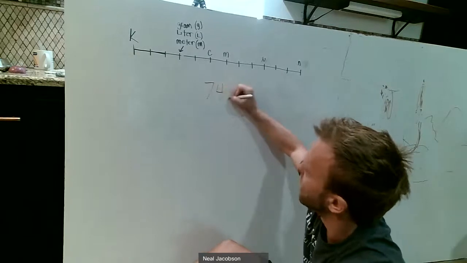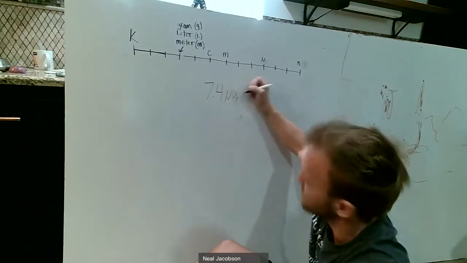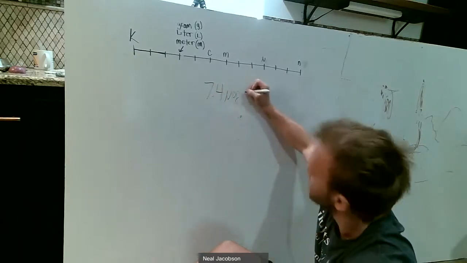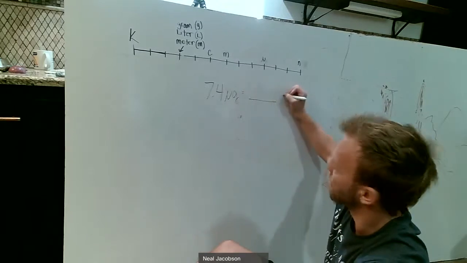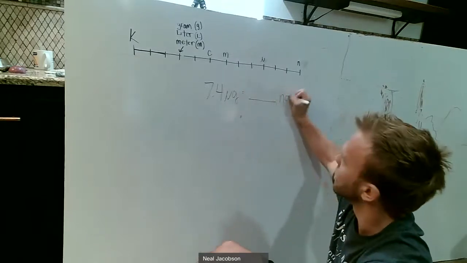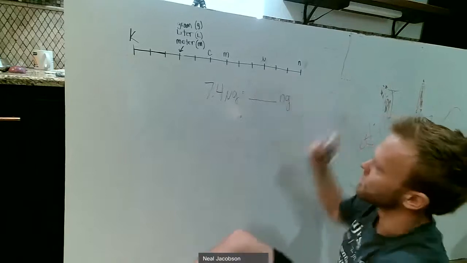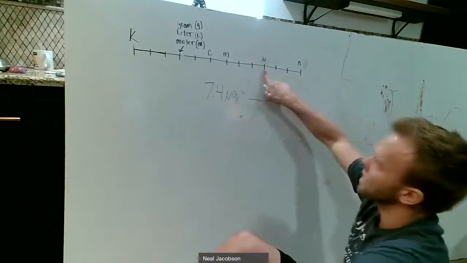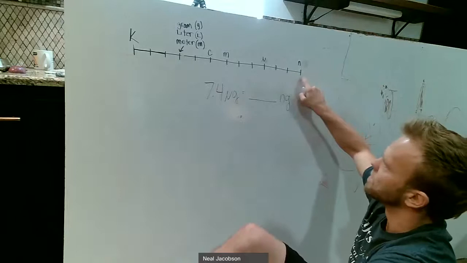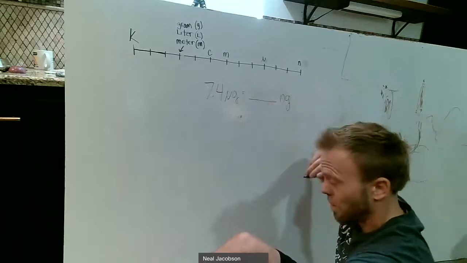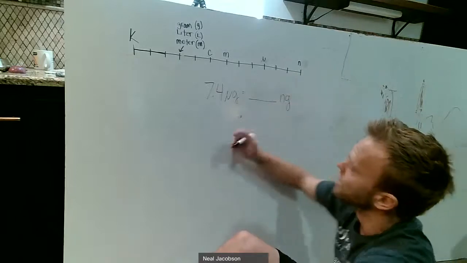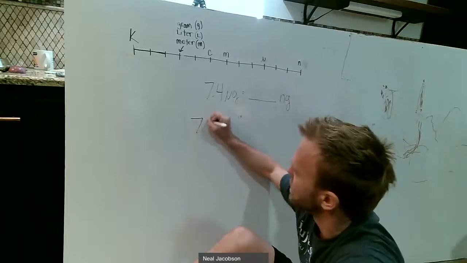7.4 micrograms is equal to, we got to convert that to nanograms. I got micrograms, I got to convert to nanograms. So if I have 7 of these, I probably have like thousands of these, right? So I know that this number will be bigger. Okay, so let's do our conversion.